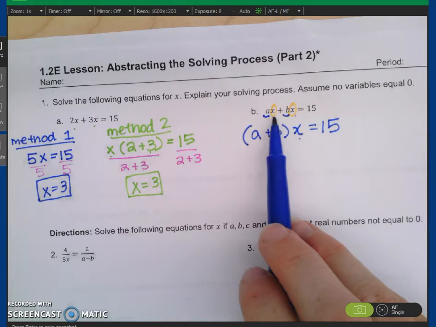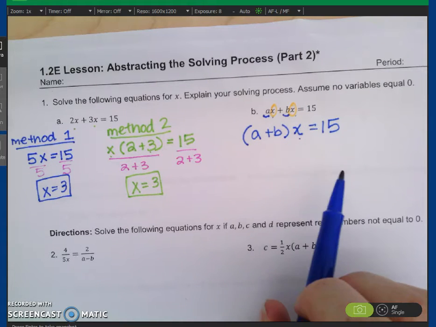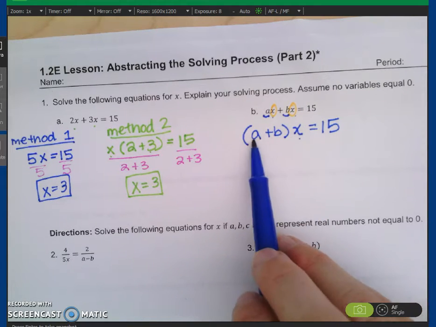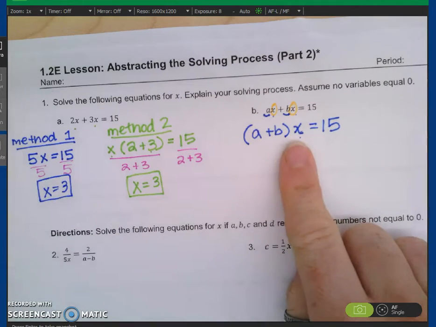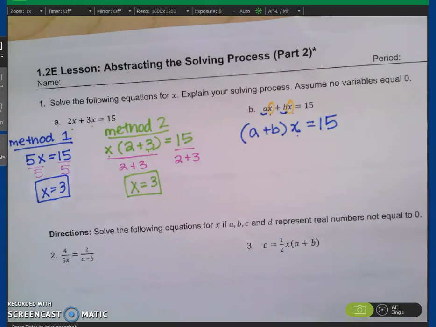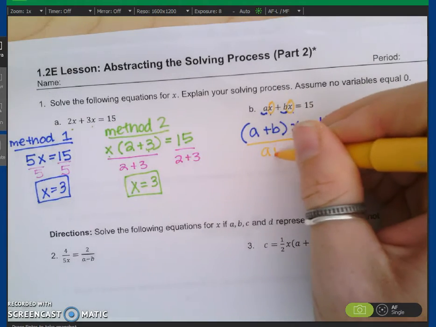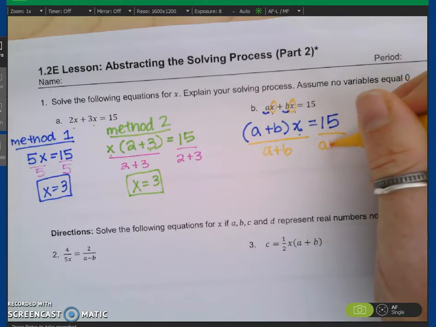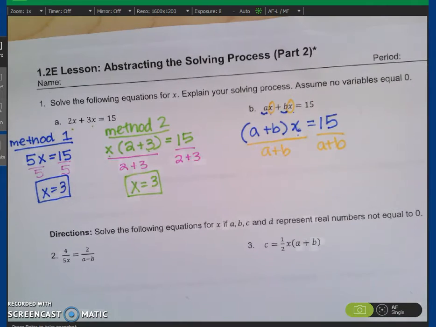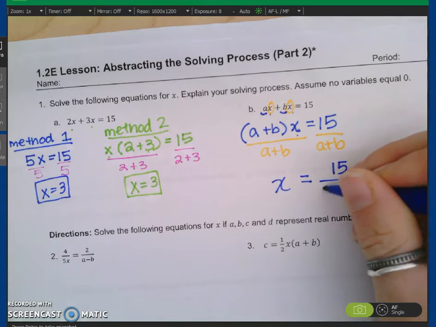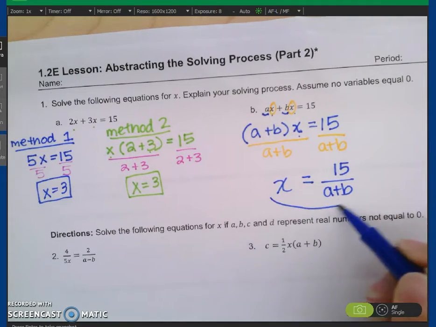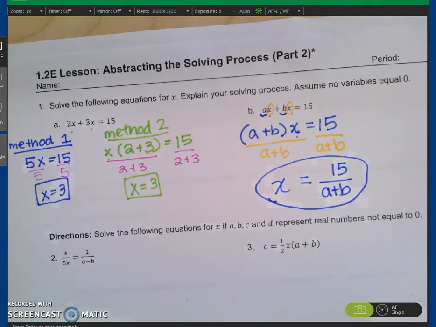What number is multiplied to make ax and can multiply to make bx? X. X times a is ax and x times b is bx. Now remember, since I'm isolating x, it's being multiplied by a plus b. So I'm going to divide both sides by a plus b. And when I do that, I end up with x equals 15 over a plus b. And that's my answer. So I'm going to do a few more with you on 2 through 7, and then I'm going to give you some time to work with your groups.